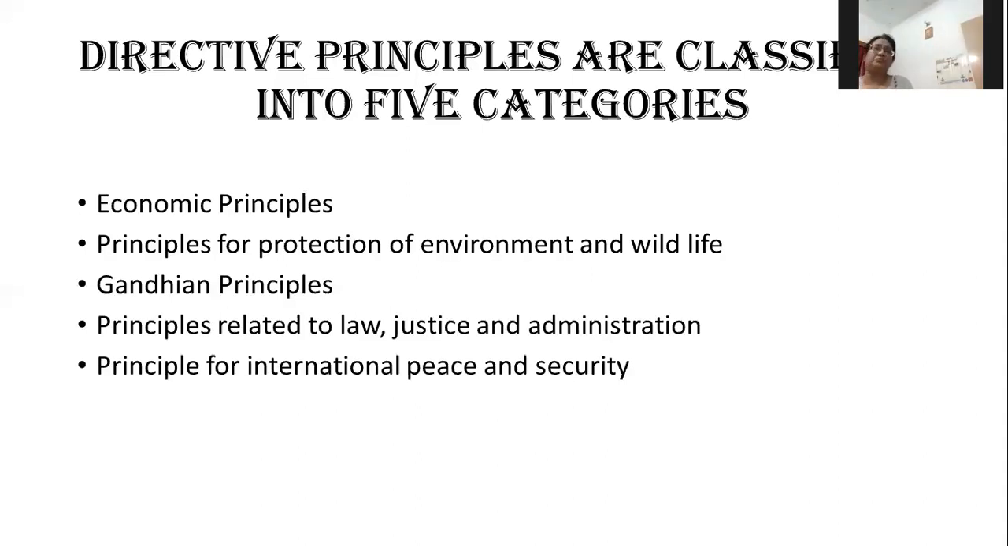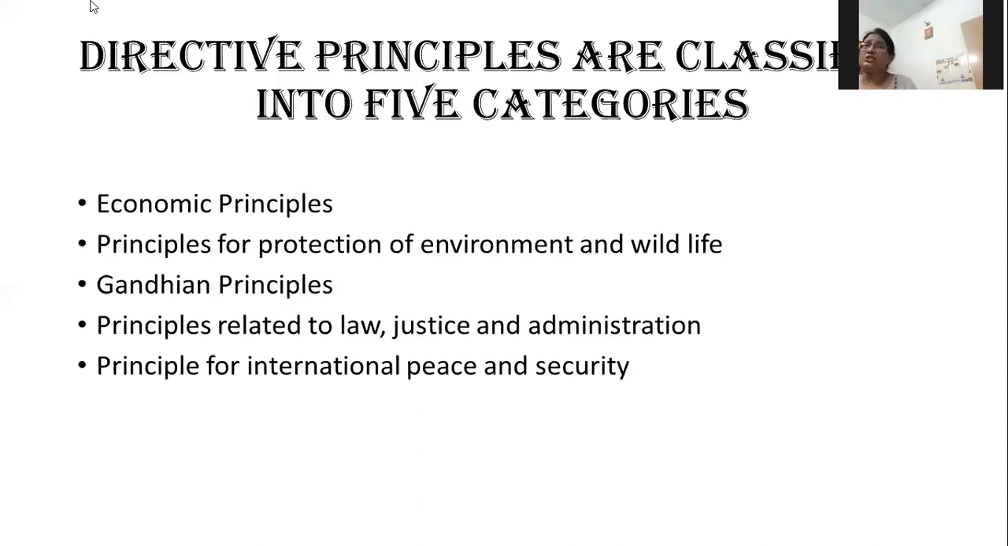Next is Gandhian principles. Gandhiji wanted certain development in our country. Like he said that 70% of India's population is living in villages. If they do not improve, the country will not improve. That is why he wanted cottage industry to be promoted, the panchayati raj system to be established, and many other principles which will help the lower section of society, special reservations for scheduled caste, scheduled tribe. So these principles, which are based on the ideas of Gandhiji, are laid down in the directive principles.